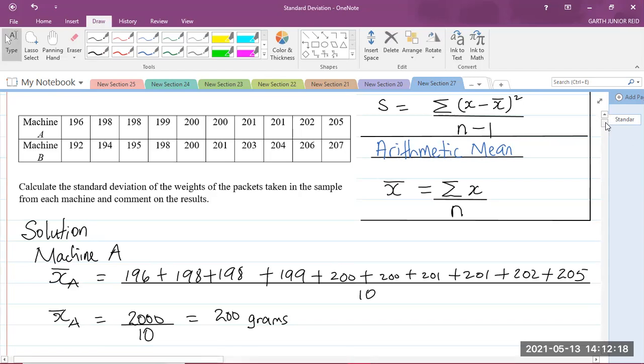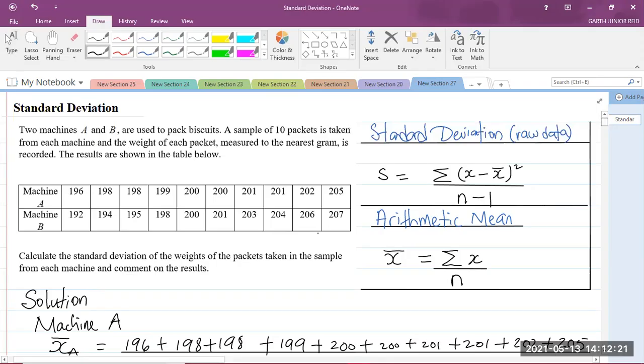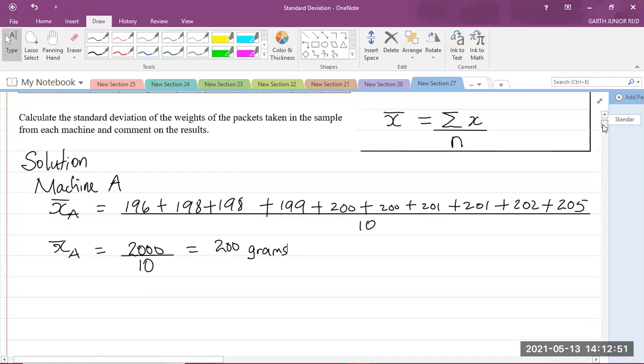Now let's look back at the formula above. In the formula, you realize that I have X bar. I just calculated X bar a while ago for machine A, so we're good there. But we need to find X minus X bar. In other words, we're going to have these values in the first row minus the arithmetic mean that we just calculated a while ago. And we're also going to have those values squared. So let us now construct the table.